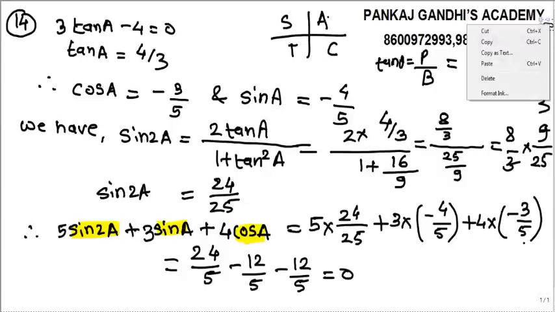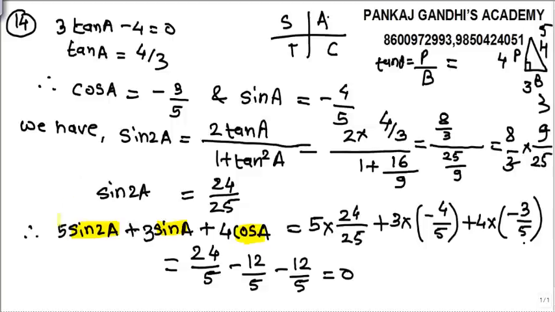Question number 14. Here we have to find out the value of this expression: 5 sin 2A, 3 sin A and 4 cos A. So for that I must know the value of sin 2A, sin A and cos A. So let's find out these values. It's also given 3 tan A minus 4 equals to 0. So obviously tan A is equal to 4 by 3. When we take this 4 on the right hand side, it will become plus 4, divided by 3. So this is tan A, 4 by 3.